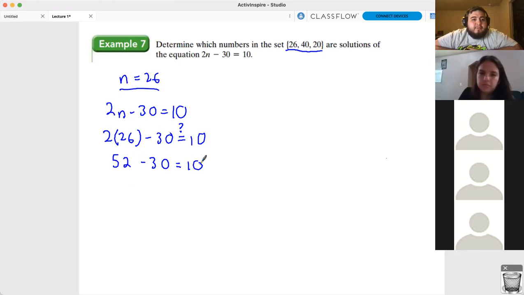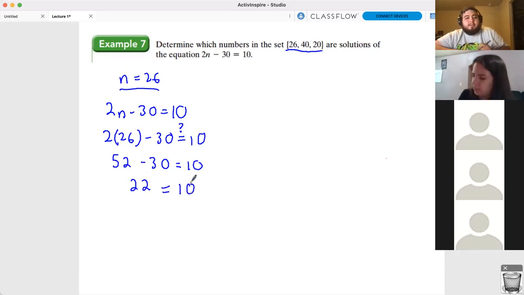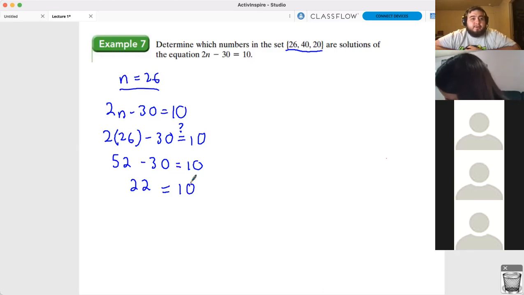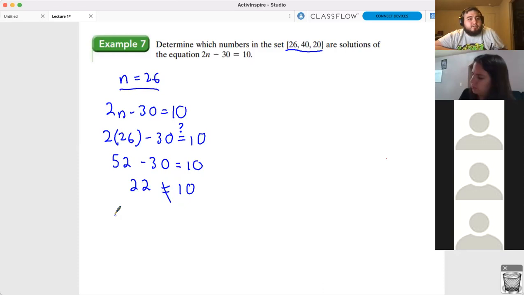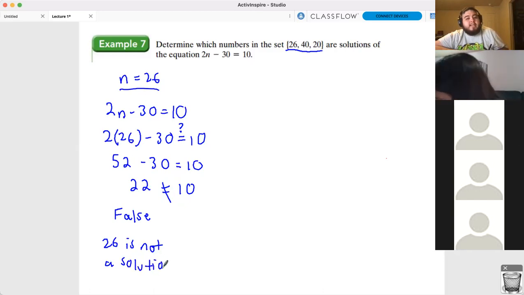Now, what do we do next to simplify the left-hand side? We have to subtract 52 minus 30. And what do we get? That is correct. We subtract and we get 22. Now, quick question, class. Does 22 equal 10? No. So then we draw a line through the equal sign. That means 22 does not equal 10. So is that true or false? False. So then we can say that 26 is not a solution. Did everyone see how we did that?